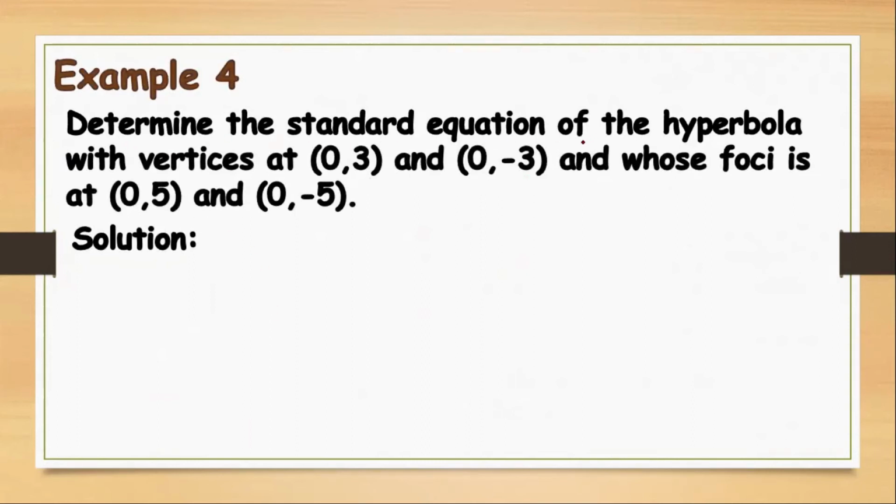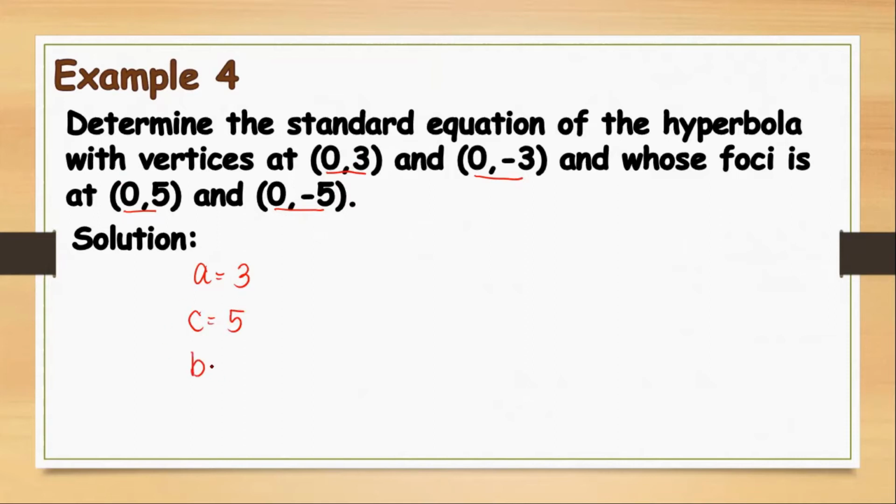Determine the standard equation of the hyperbola with vertices at (0, 3) and (0, -3). So these are the vertices on the y-axis, and whose foci are at (0, 5) and (0, -5). Take note that your a is equal to 3 since it is 3 units from the center. Your c is given as 5 because it is the coordinates of your foci.